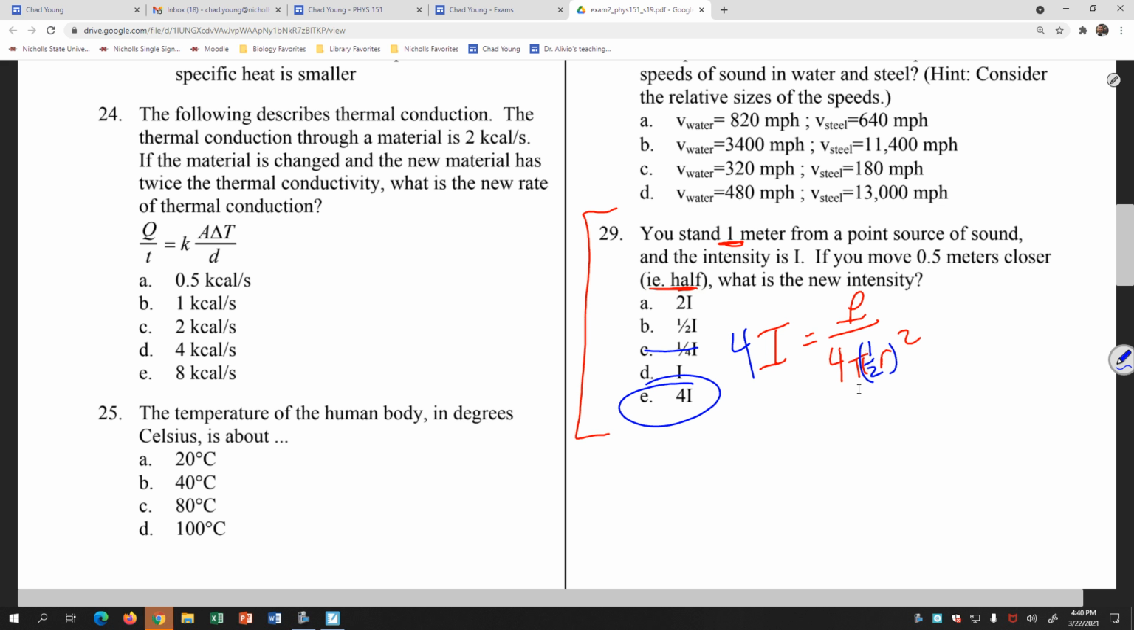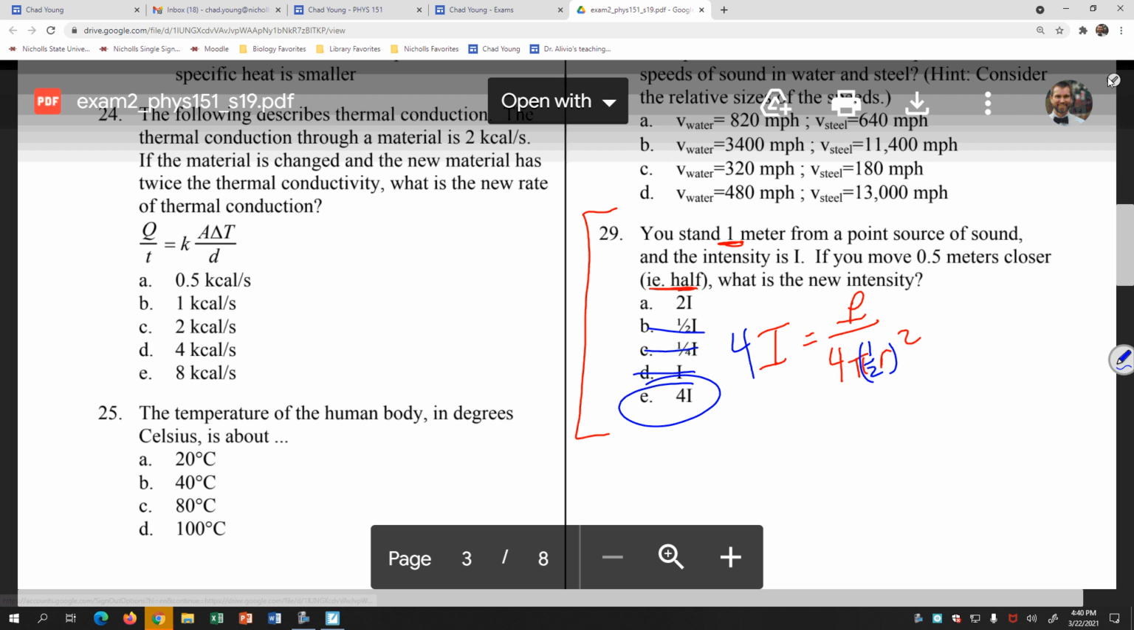I know if I move closer, I can get rid of these 3 answers because I know that the sound isn't going to get less intense. It's going to get more intense. And then I have to figure out which it is between A and E.